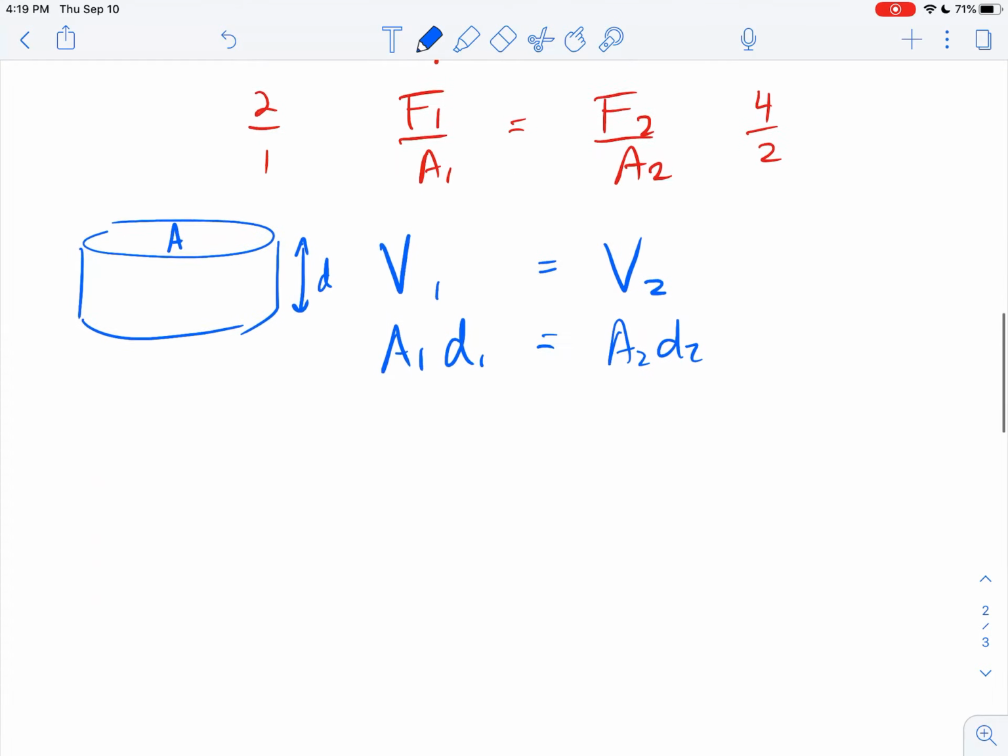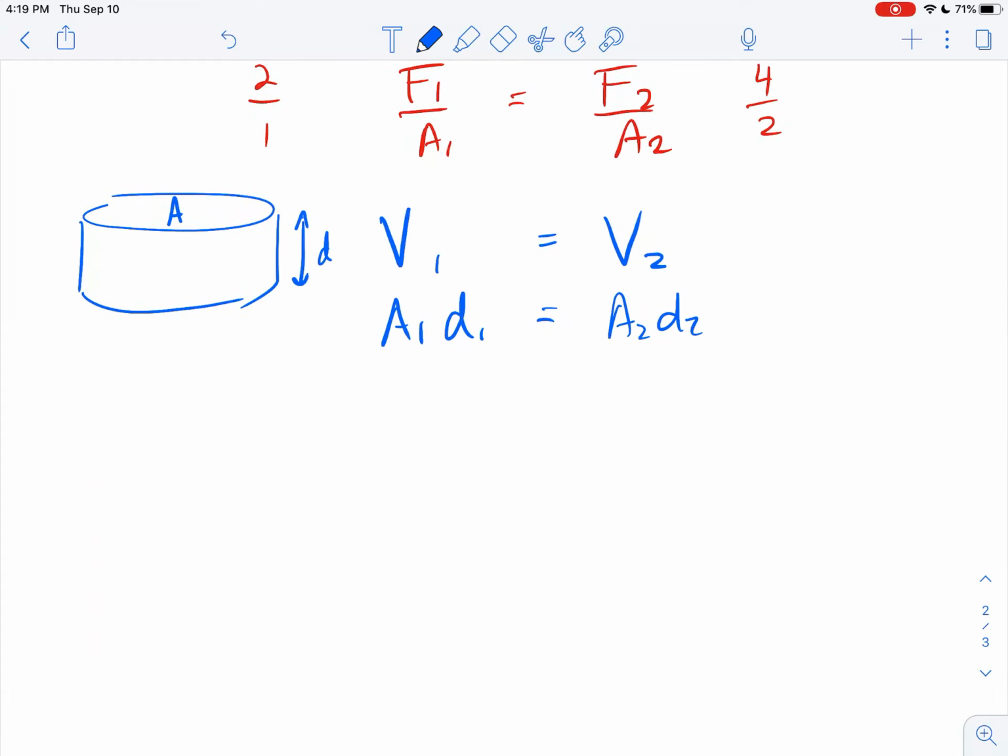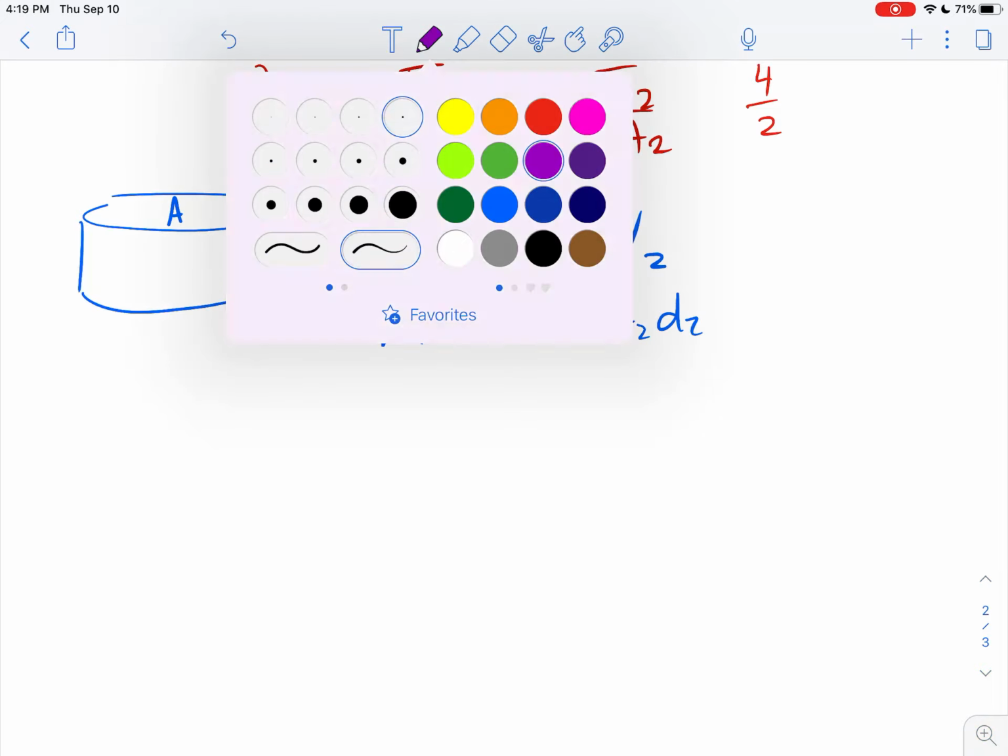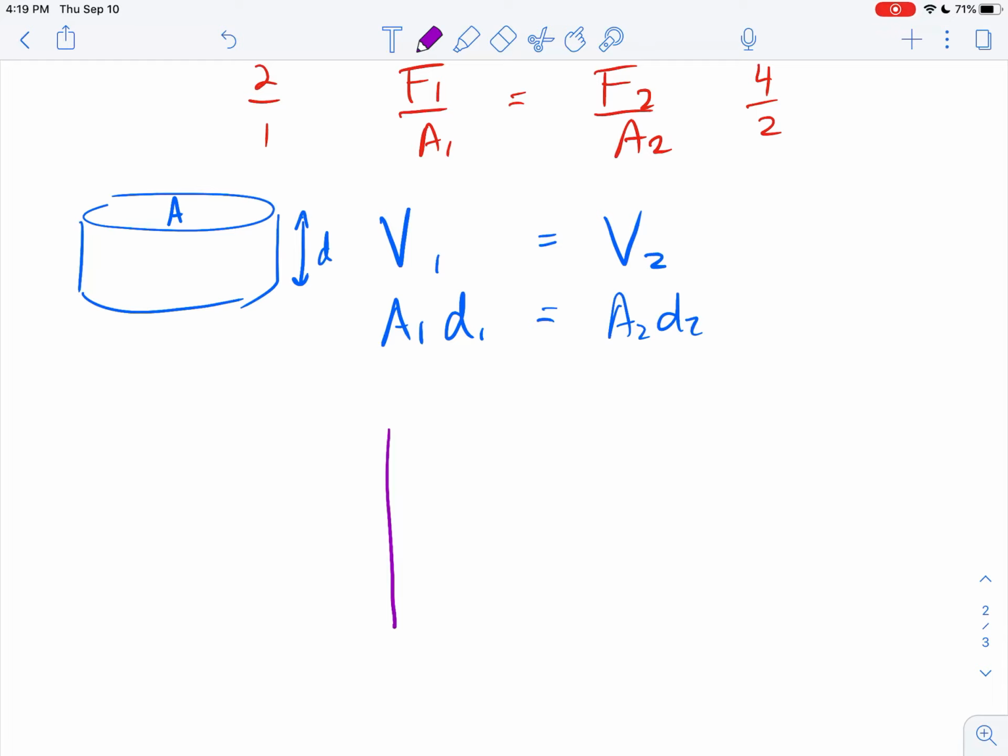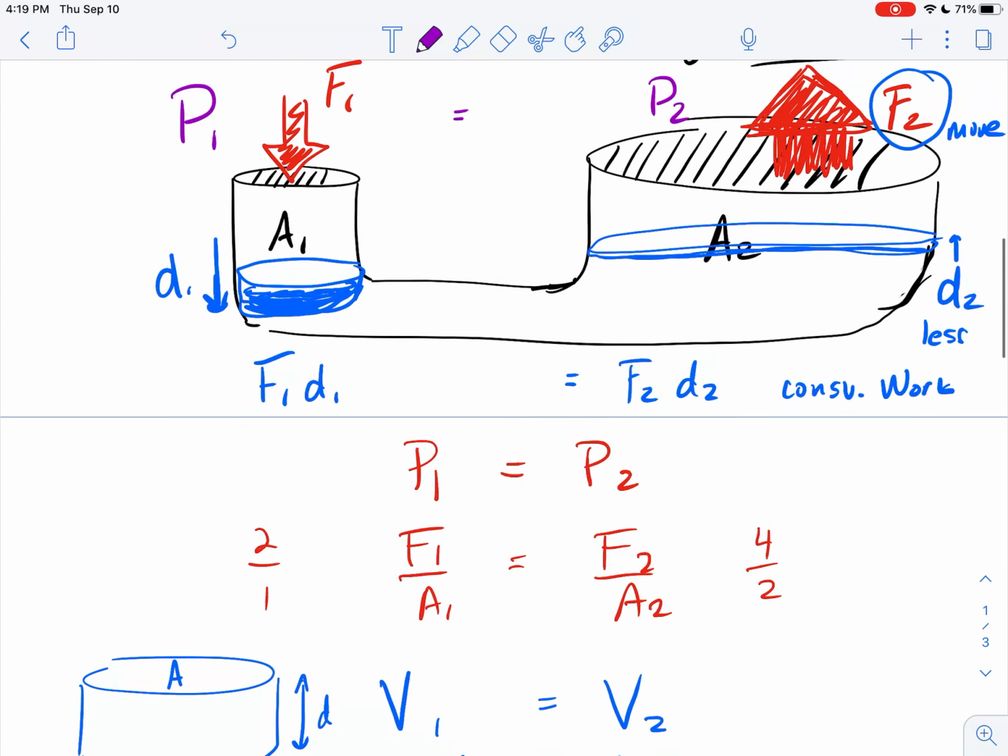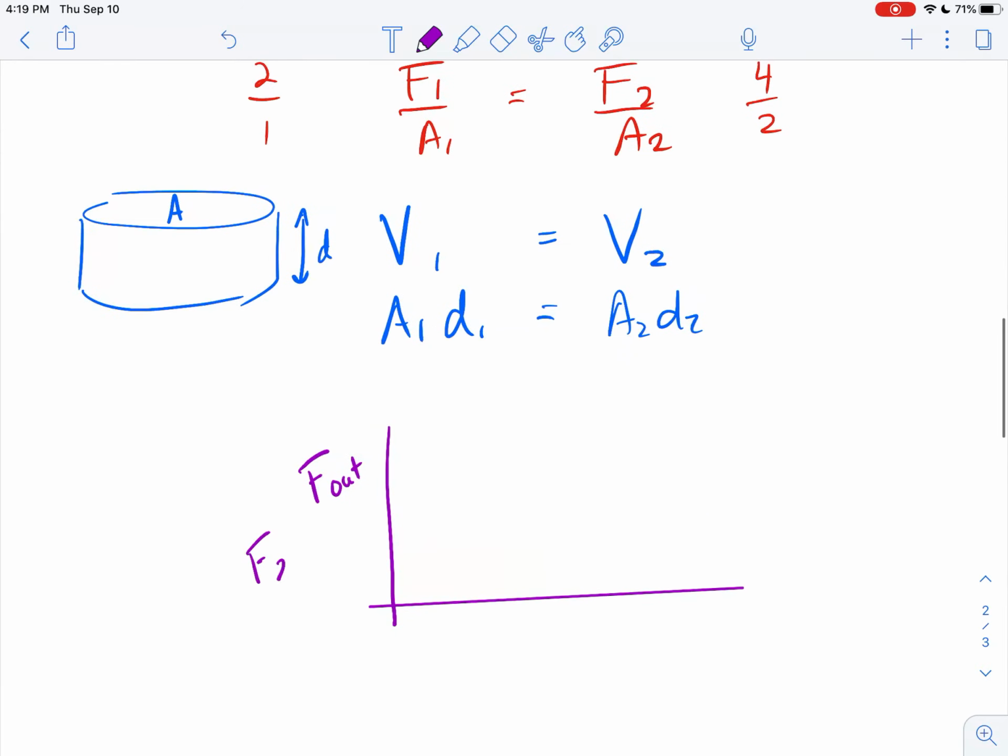Okay, so I'm asking you to do a lab with a video that I made, because we can't be here right now. In that lab, what I'm asking you to look at is a video of me working with some pistons. They're actually syringes. And then I ask you to make a graph of F out, which would be F2, over F in, which would be like F1. And the graph's going to look something like that.